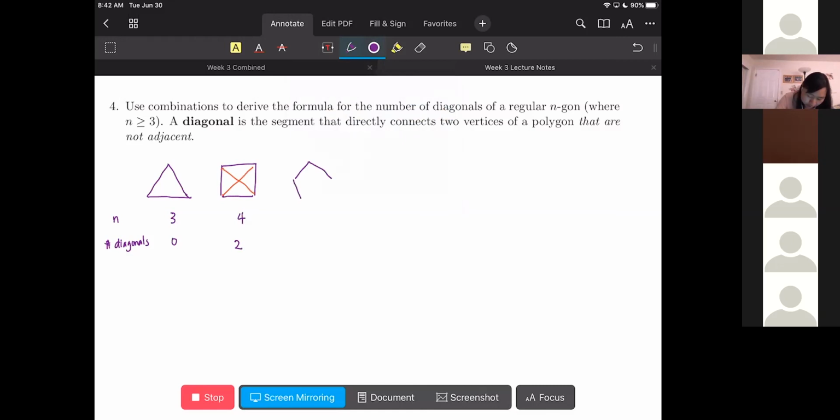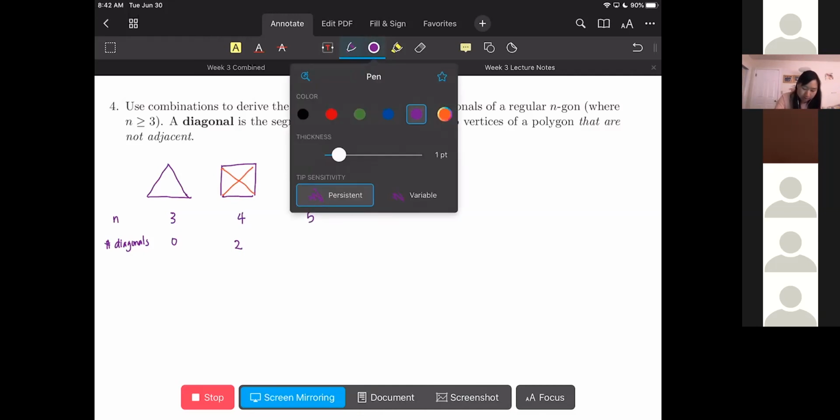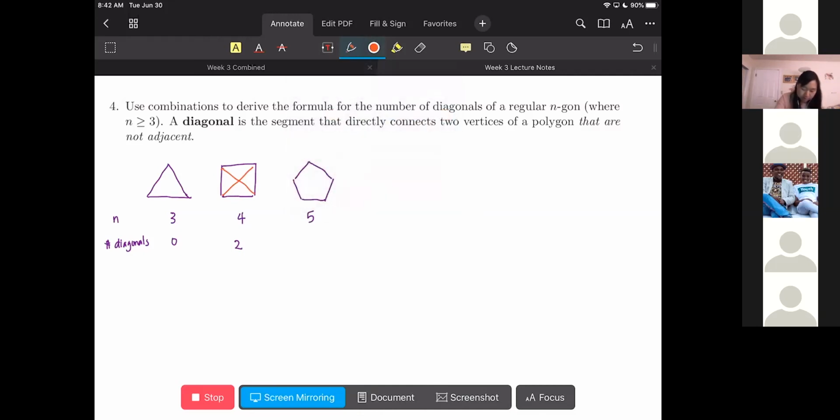So for 5, we have a regular pentagon. How many diagonals are here? Let me just draw them out. It's the easiest way to count it right now. So there's 5, right? Am I missing any? All right, 5.